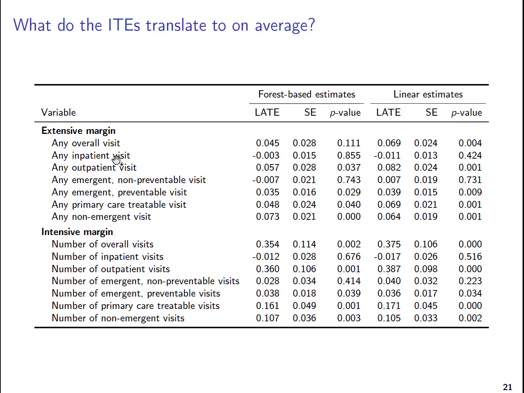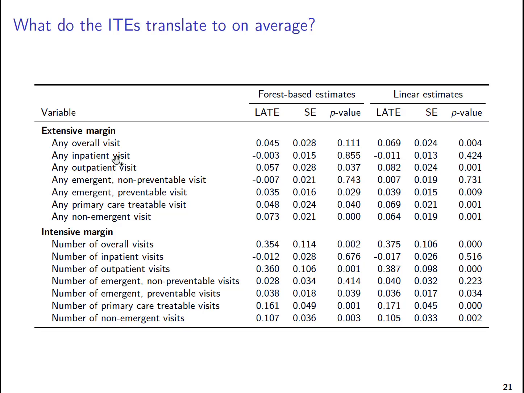I'll try not to make a whole big deal out of some of the differences on average between the forest and the linear. What stands out to me is that there's certainly some reduction in the magnitude when you aggregate these ITEs from the forest to the average. And that's happening only on the extensive margin, right? If you go to the intensive margin, there's not a whole lot of difference when you see what those averages come up to be for the forest and the linear method, right?